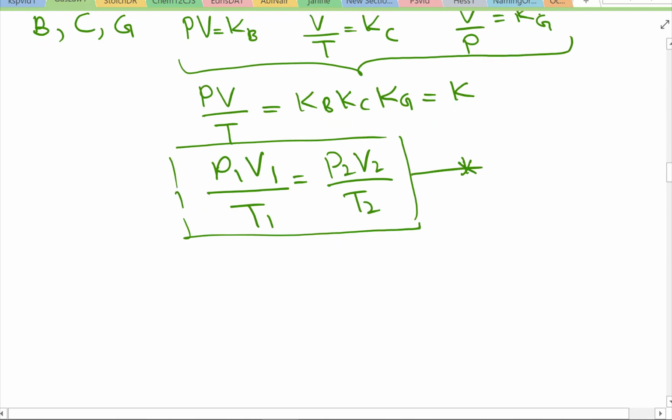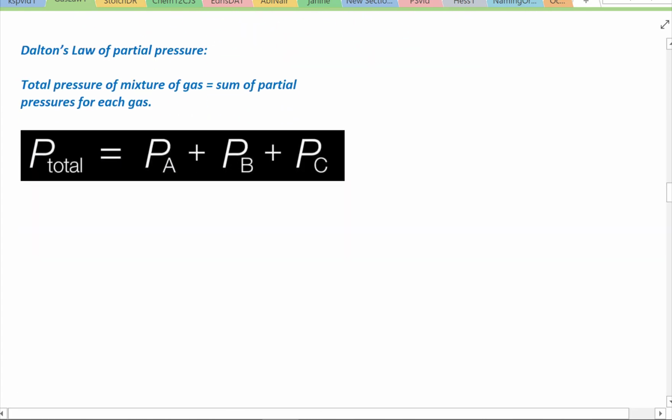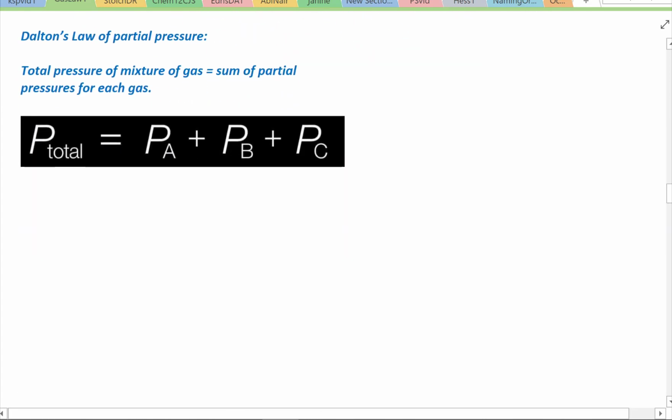Hello. Let's continue with the gas laws that we started last time. We finished up to the combined gas laws. The next one is Dalton's law of partial pressure. So simply, partial pressure, right? What's the partial pressure?